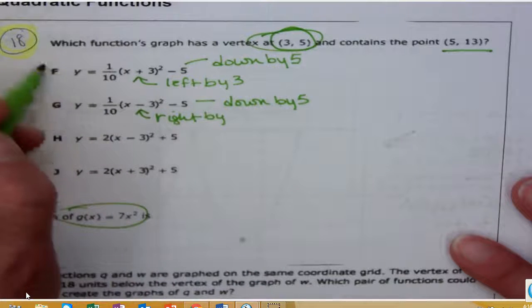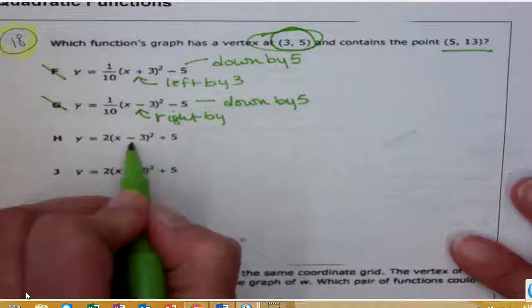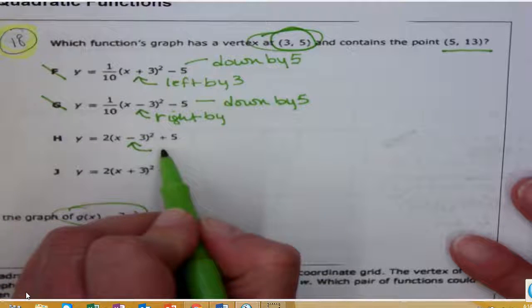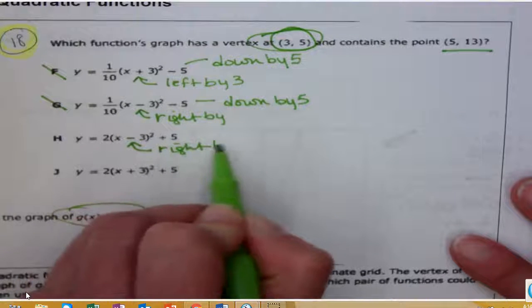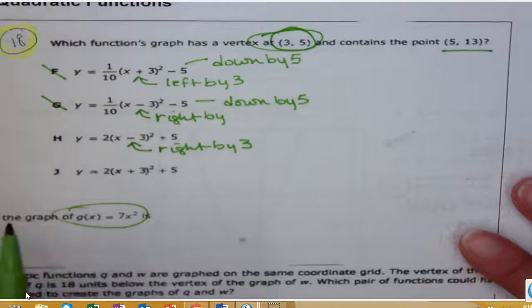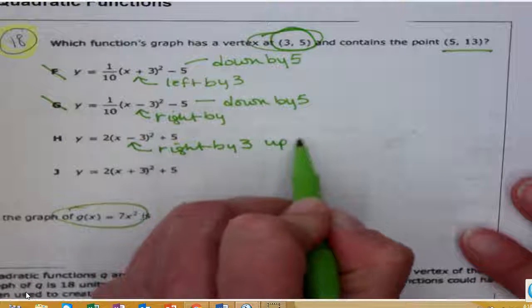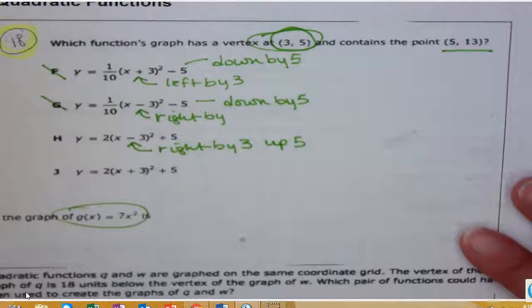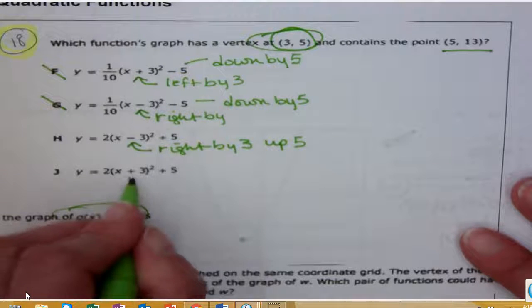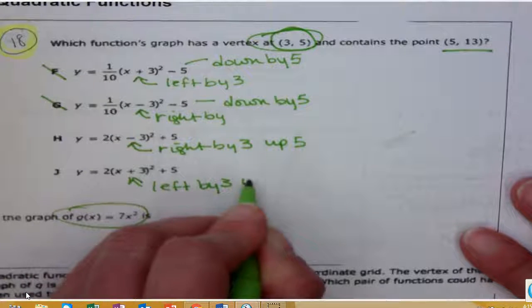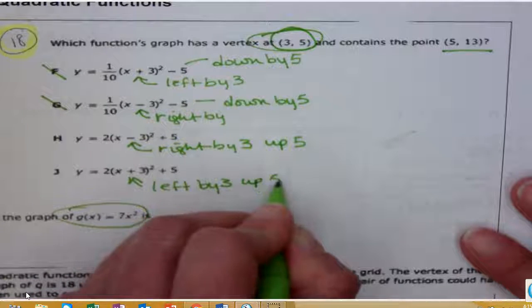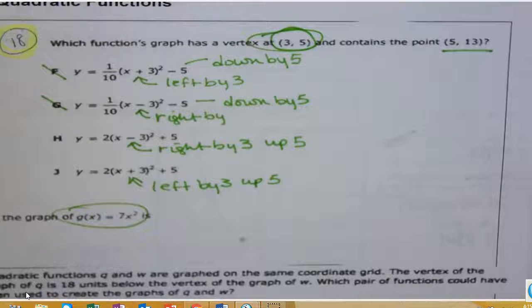So I know neither one of these are going to work. This one would move it to the right by 3, so that's good, and up by 5. All right, well that's looking good. This one's going to move it left by 3 and up by 5. However, sometimes I get my right and my left mixed up, so I want to make sure.